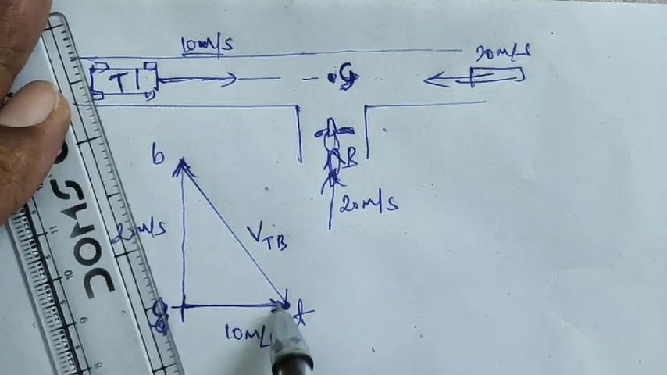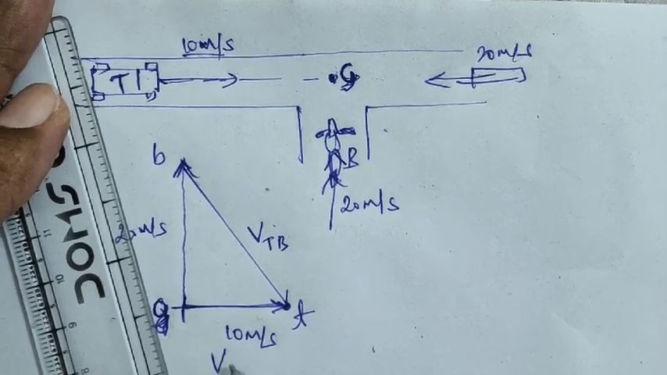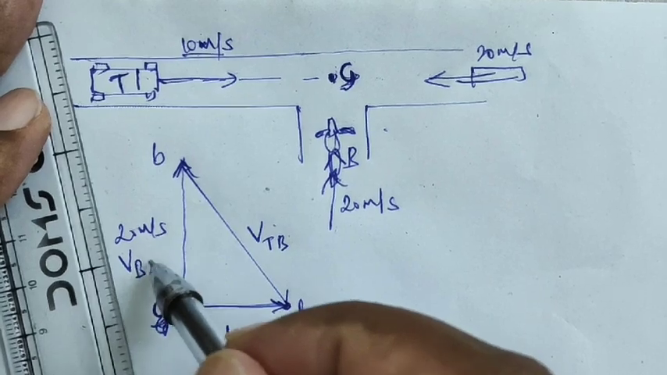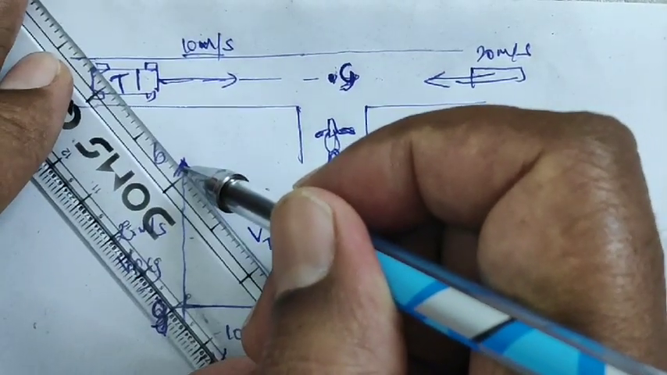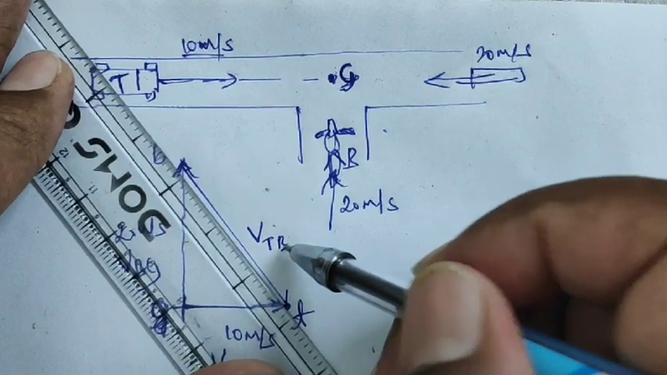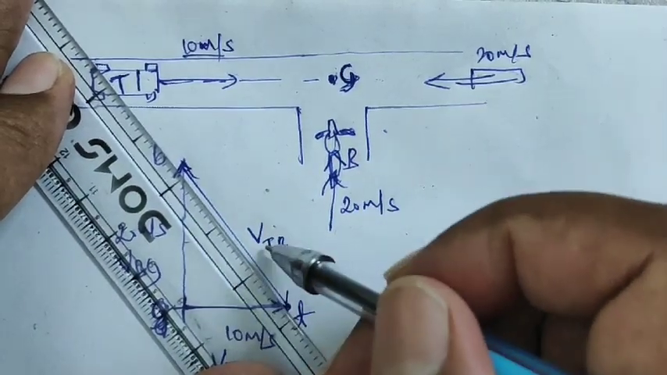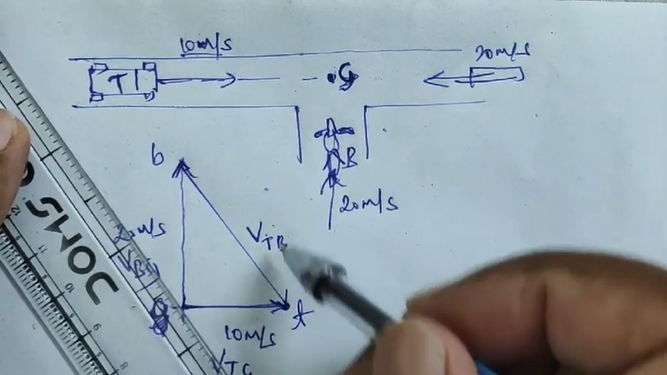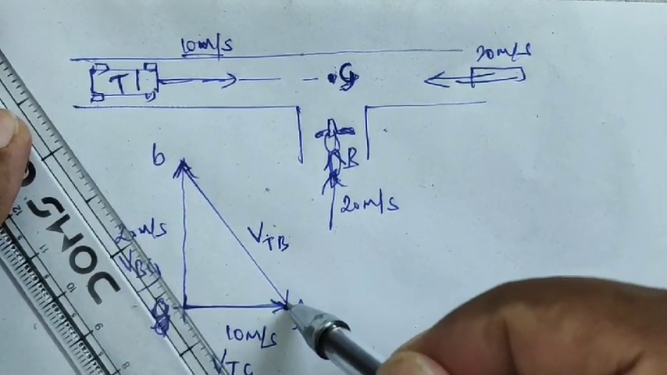So this is actually the velocity of the truck with respect to ground. This is the velocity of the bike with respect to ground. If you start from this point, this is the velocity, the second suffix is the reference point, and the first suffix is the point whose velocity is being measured. So this is the velocity of the truck with respect to the bike.